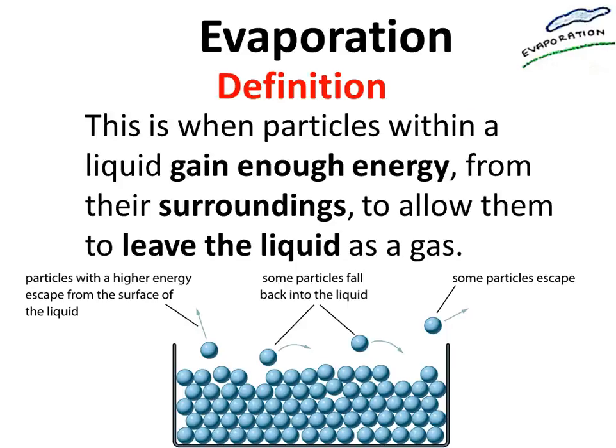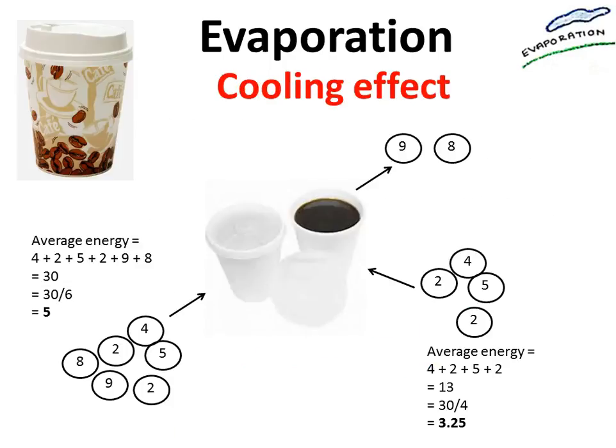Definition is when particles within a liquid gain enough energy from their surroundings to allow them to leave the liquid as a gas. So if you see this diagram here, particles at a higher energy level are able to leave the surface and become gaseous. The ones at the bottom, the ones with less energy, wouldn't be able to do that. It has an overall cooling effect on a liquid when it evaporates, and this is why it's all about the average energy of those particles that are left within a drink or a liquid.